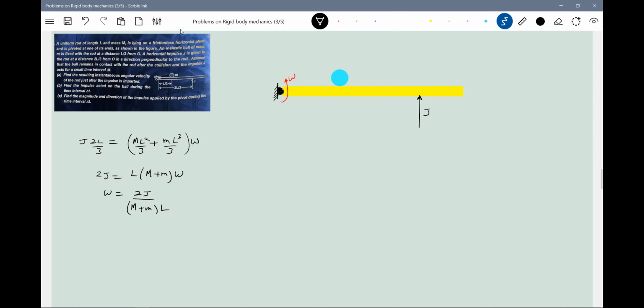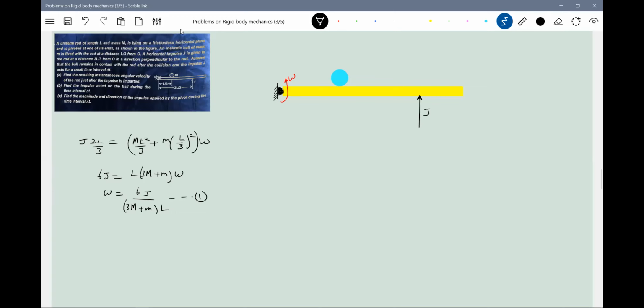J into 2L/3. I think I took it correct. J into 2L/3, squared. Moment of inertia will be mL/3. Okay, some corrections are there. This will become m(L/3) whole squared. Am I right? Yeah. So if you take 3, then 3m will come. Yes, 6 will be there. Now look at the calculation. So this is our one equation.